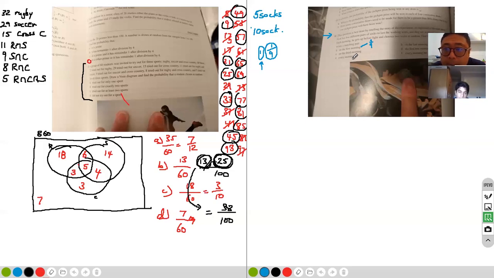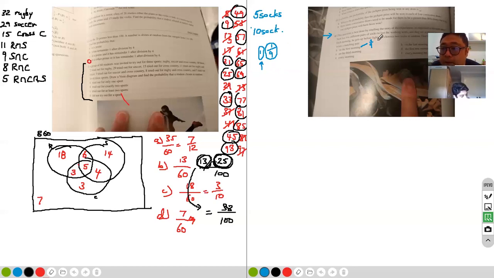So it's the first sock he's going to choose, and will that choice matter? No, because it just has to match. It doesn't have to be a blue sock or a red sock. So it's just 1 on 9.